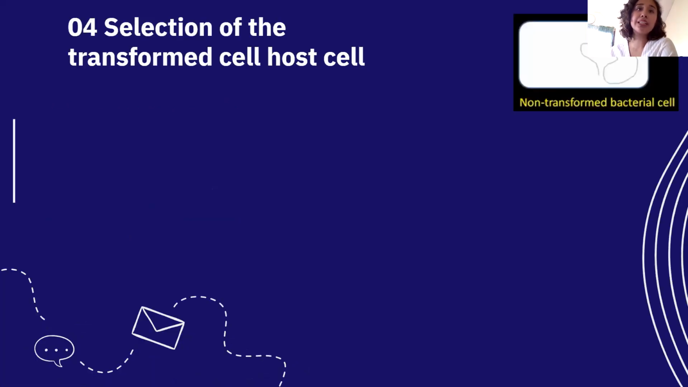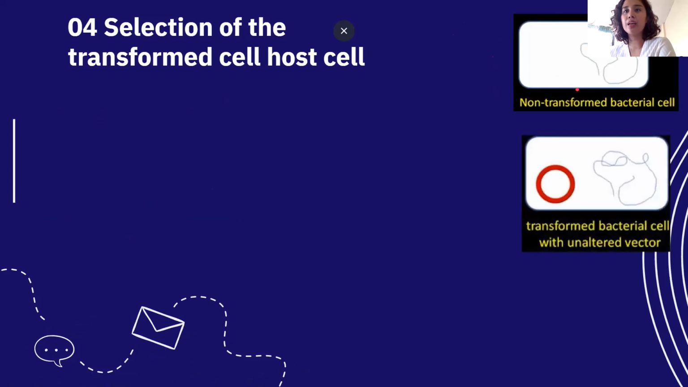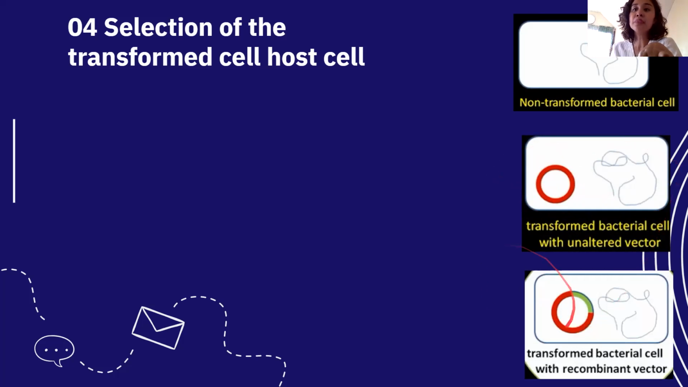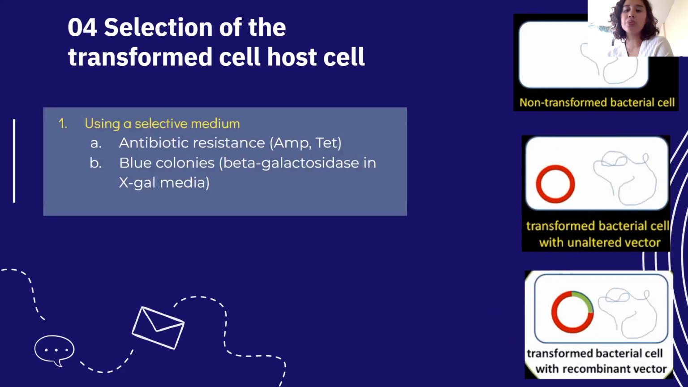So selection of the transformed cell host. Yan. So this is the bacteria na hindi pa nakaka-receive ng recombinant DNA. So transformed bacterial cell with an altered vector. So, meron siyang plasmid yan, but hindi siya recombinant DNA. So, ang gusto nating bacterial cell yung merong mga recombinant DNA or competent cell or transformants. Okay? So, how do we do that? How do we select for the colonies? Napag-aralan na natin ito eh.